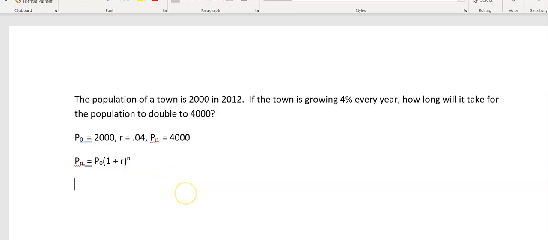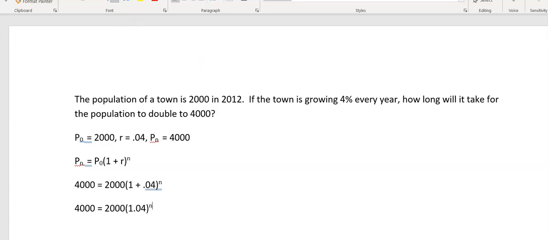So let's go ahead and plug in. Our P sub n is 4,000. Our P sub 0 is 2,000. And then we have 1 plus, we know what R is, it's 0.04. And what we don't know is n. And we're going to solve this thing. Now, the first thing I'll do is go ahead and add the 1 plus 0.04 inside the parentheses, which is 1.04 to the nth power.